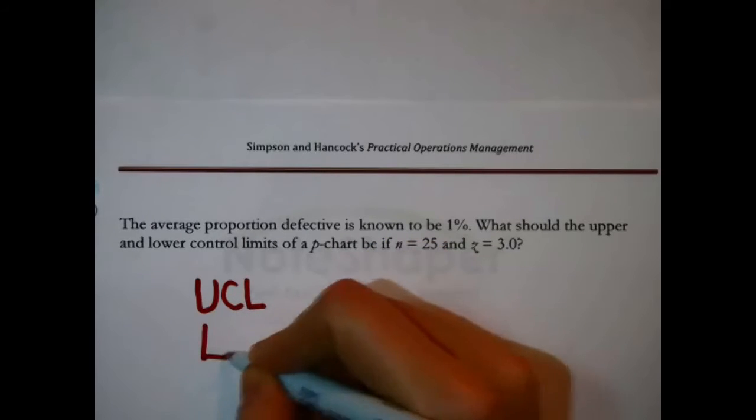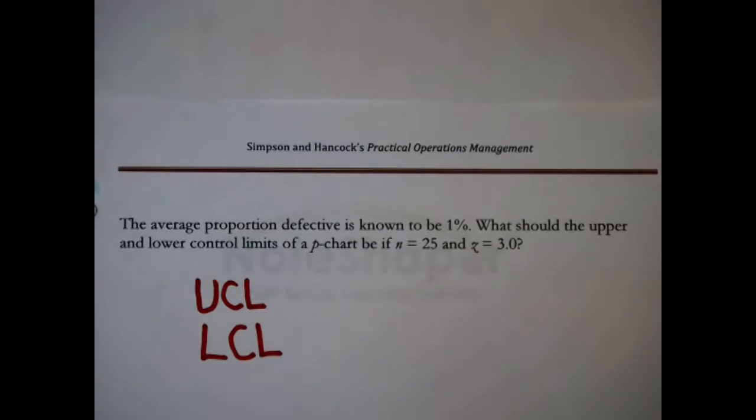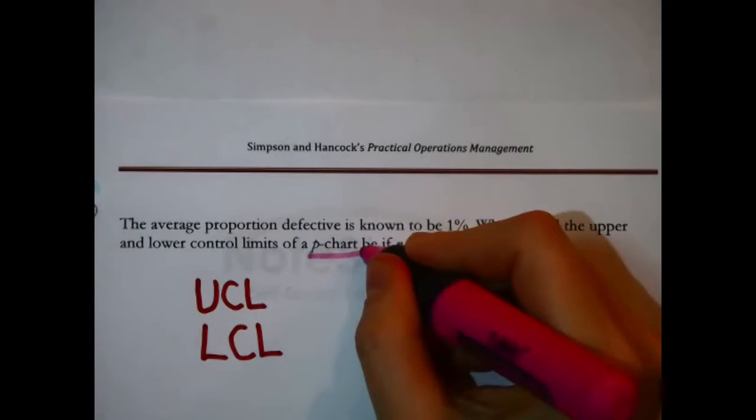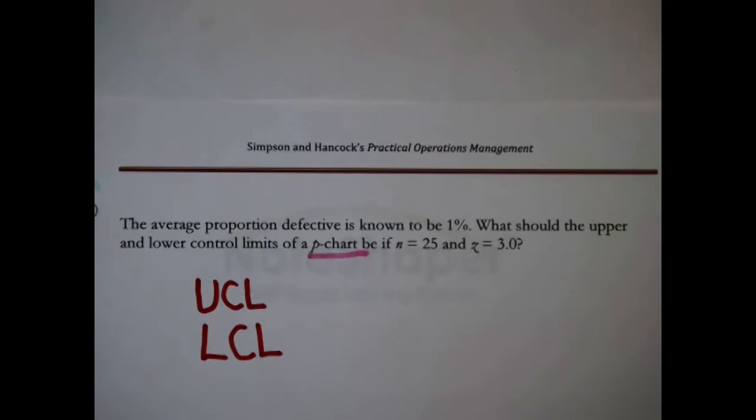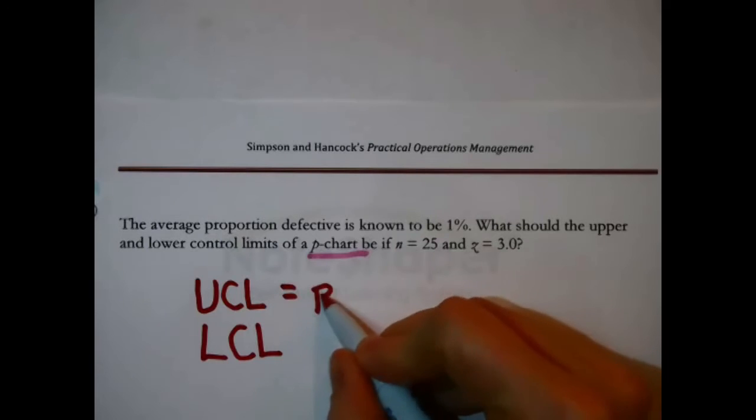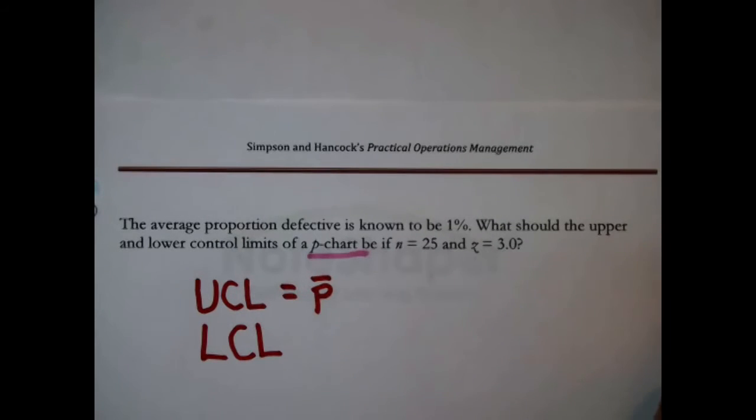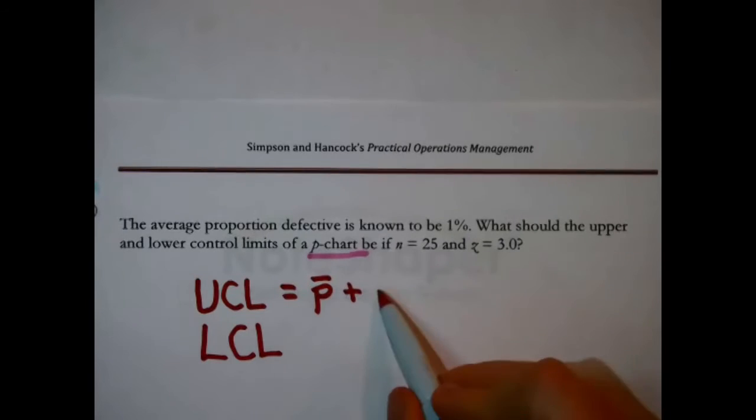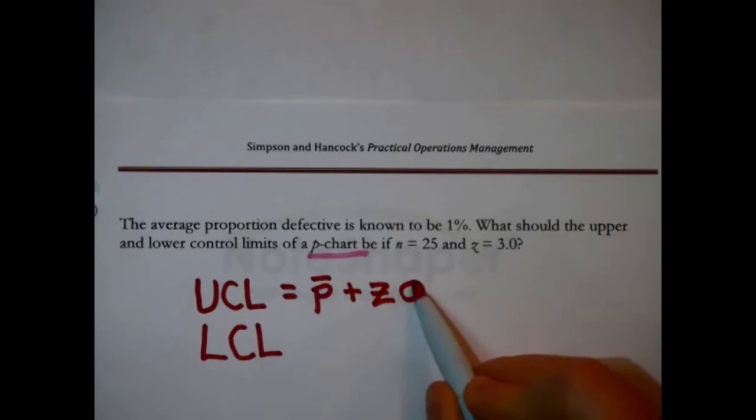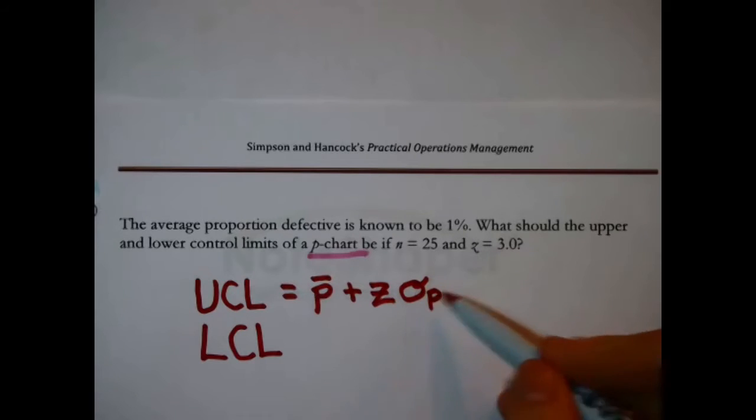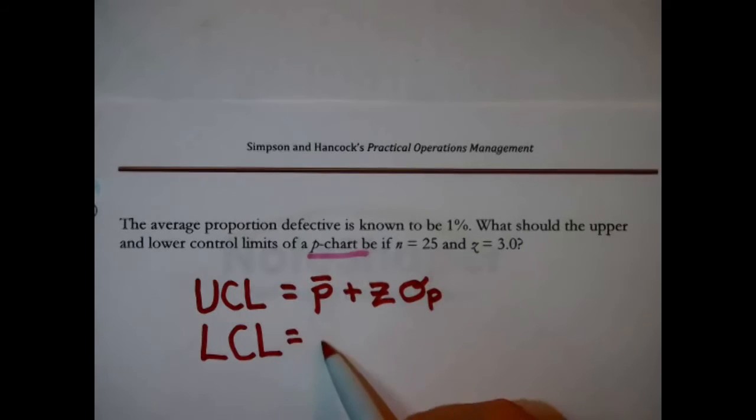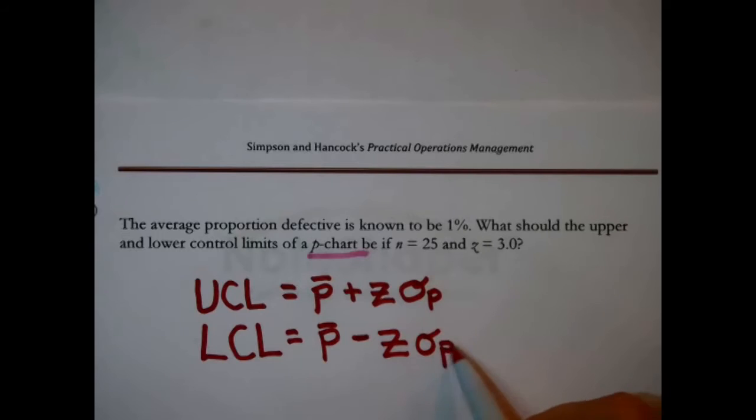We need the formula for the upper control limit and the lower control limit, and we need to focus in particular on a P-chart. The upper control limit of a P-chart is actually pretty simple to determine. It is the average proportion plus z times sigma sub p, the standard deviation in sampling proportions. The lower control limit, very similar. Start with the average proportion and you just subtract out those two values.